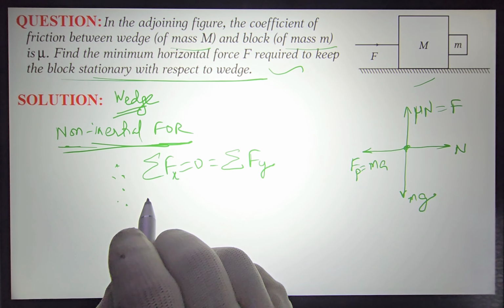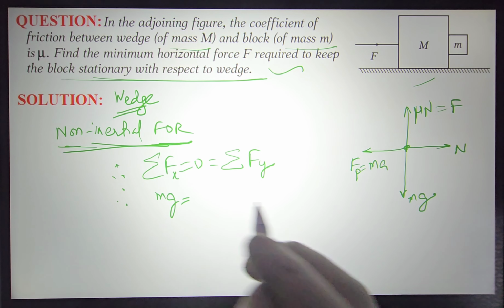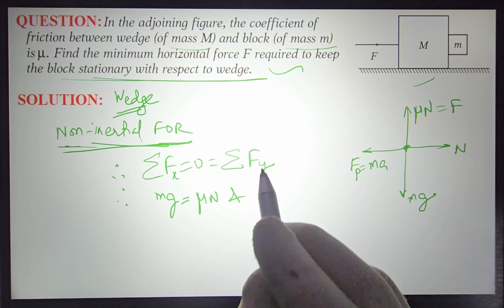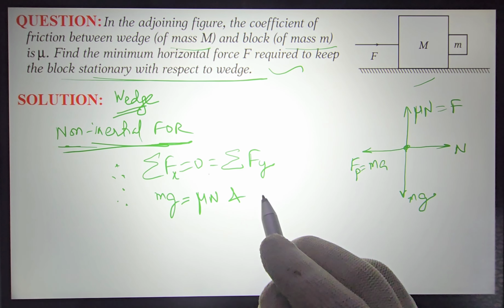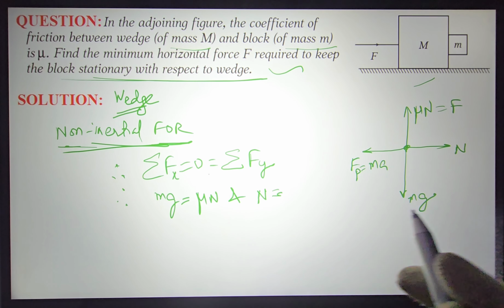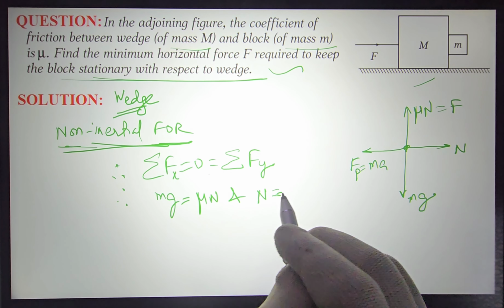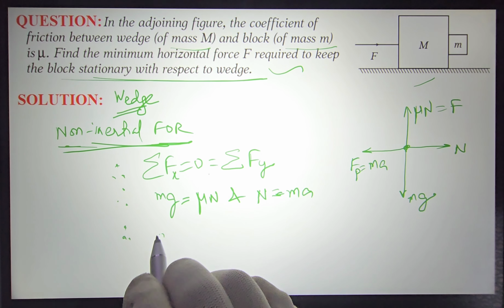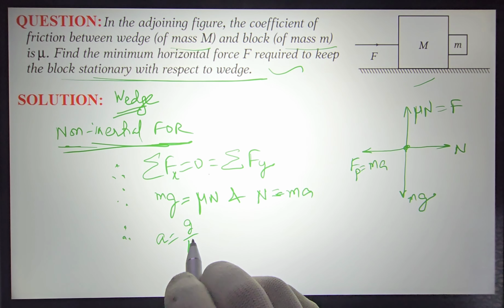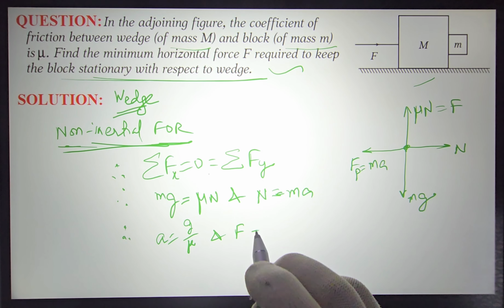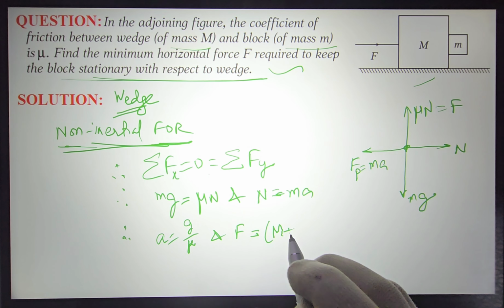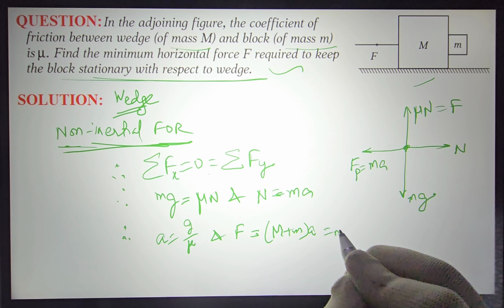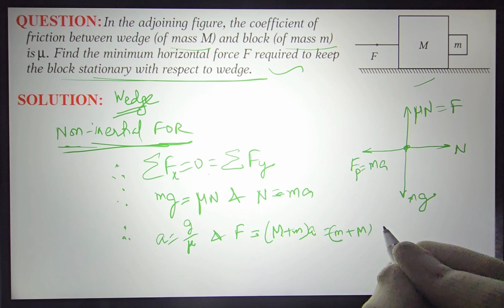So therefore we can say mg is equal to mu into N, right, and also sigma fx is equal to 0. So this gives N is equal to m into a. Therefore, using these two expressions, you can say a is equal to g upon mu, and F is equal to what? F will be (m plus M), because there are two masses, into a. So that is (m plus M) into g upon mu.